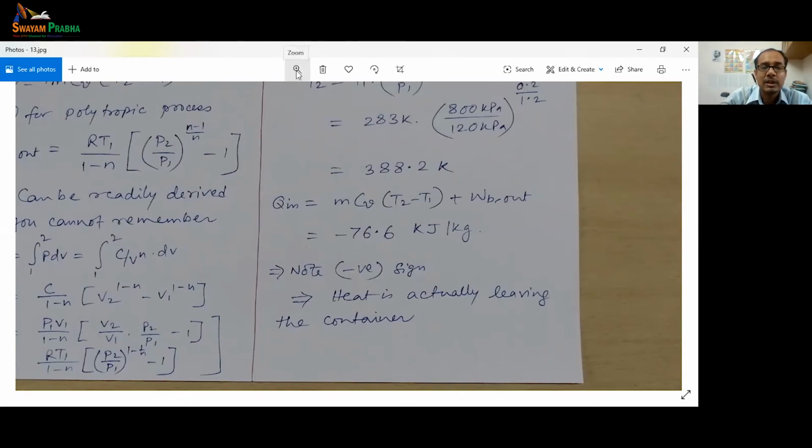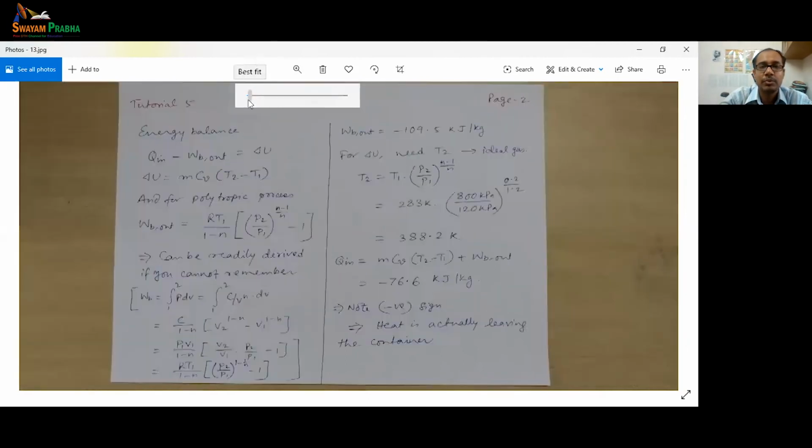In thermodynamics, it's very important that you understand the direction of work and heat. Otherwise, you will be surprised about why you are getting a negative number. But if you actually think of the physical process, you should think that if you don't get a negative number, then only you will be surprised.